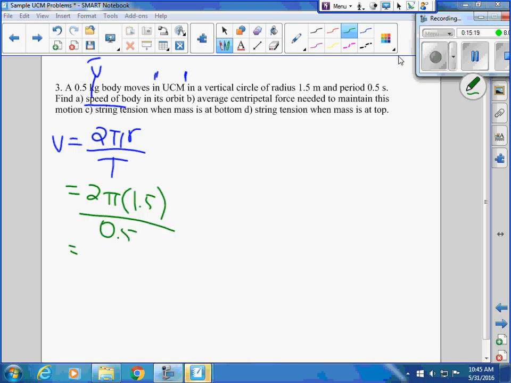So this is the average speed of 18.8 meters per second. Again, that's the average speed. It's going to be greater at the bottom, less at the top. To find out the average centripetal force needed to maintain the motion, we're going to go with centripetal force is mv squared over r. We're going to use average speed.